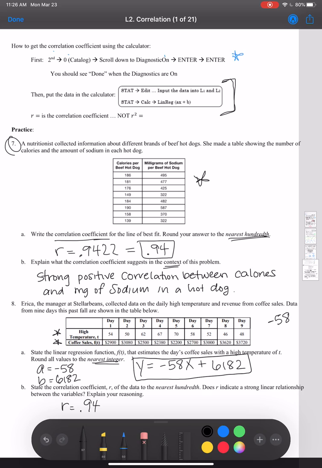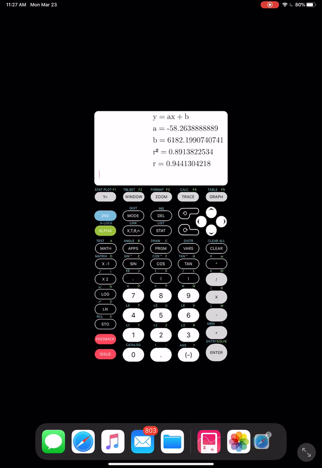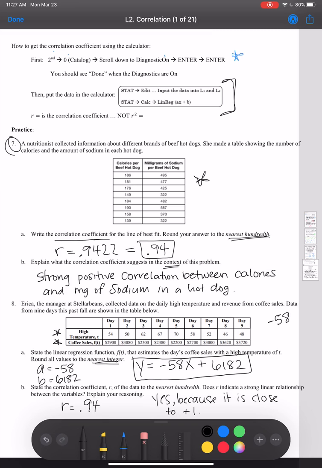Okay, so does r indicate a strong linear relationship between the variables? Yes, it does, because it is close to positive 1. Okay. All right, so that's that for this lesson.